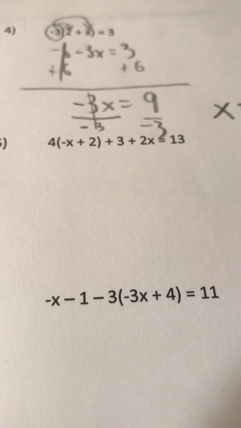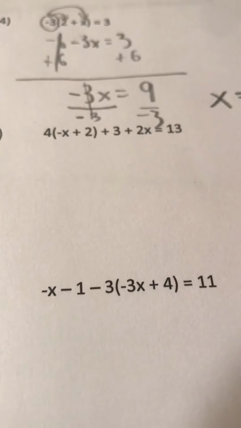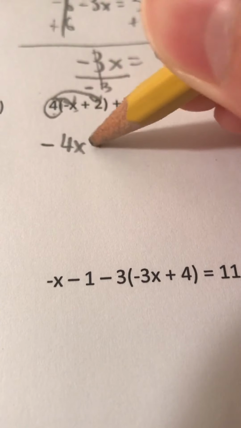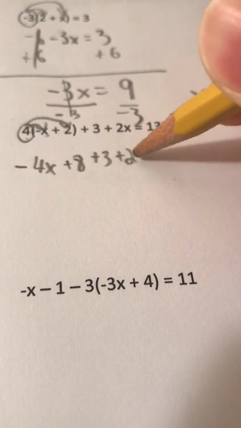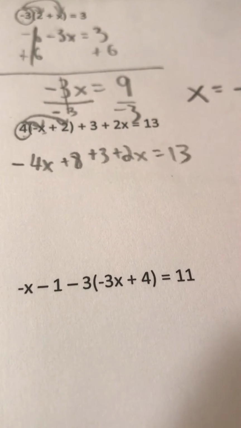So let's carry out that game plan. So first, distribute 4 to the -x and 4 to the 2. 4 times -x is -4x. 4 times +2 is +8. Nothing happened to that +3 yet. Nothing happened to that +2x yet because it was not in the parentheses.